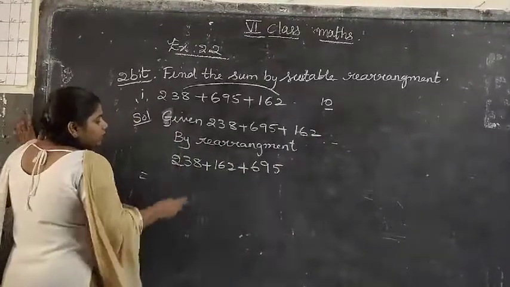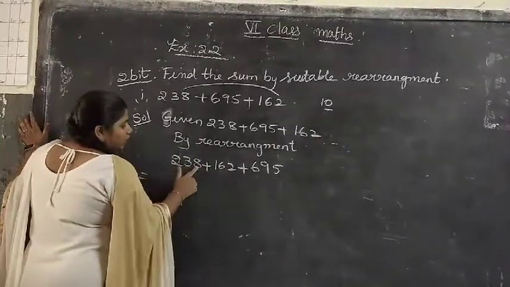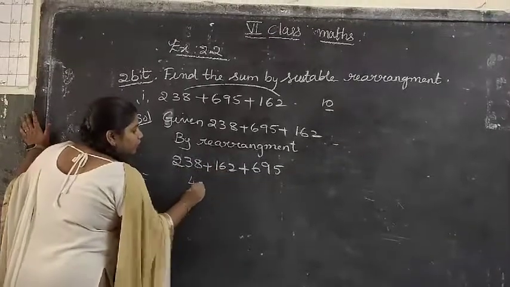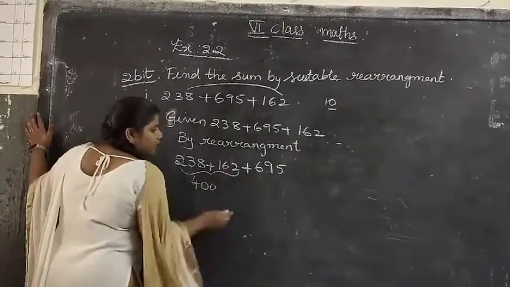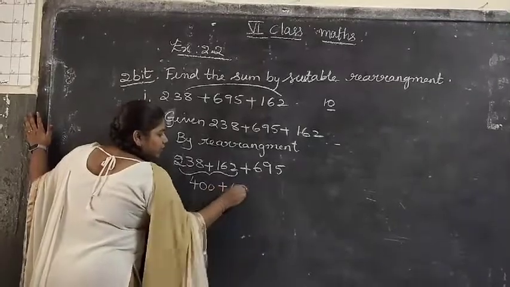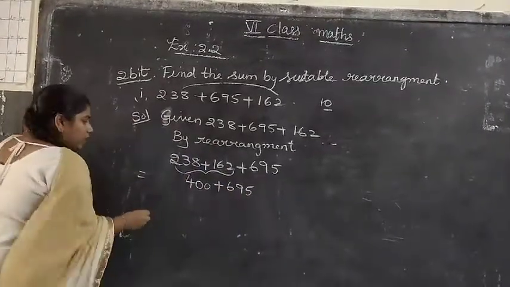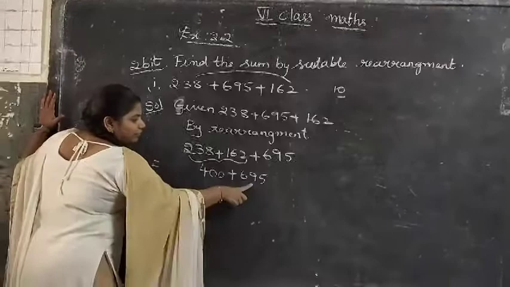That's it. So add the first two values. 238 plus 162 will be 400. I am adding these two values. So I am writing this 695 as it is. Now 400 plus 695 will be how much?